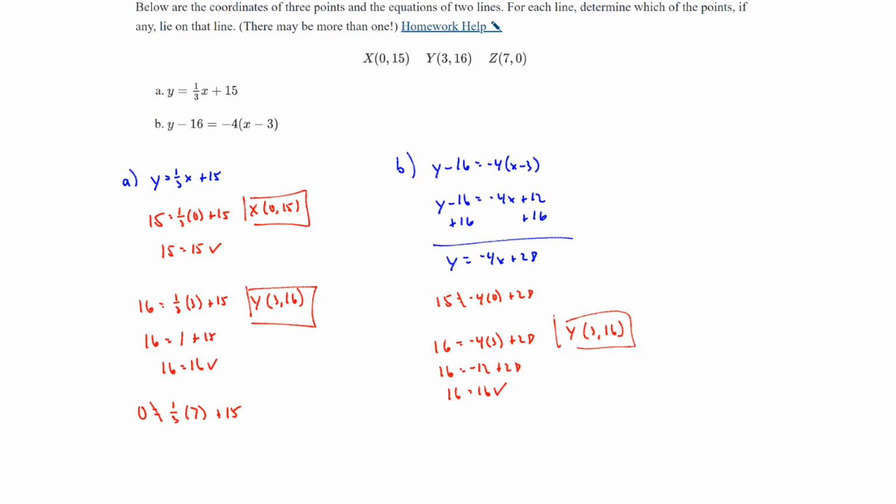And then 7 comma 0. Oh wait, nope, got those switched around. 0 is equal to negative 4 times 7 plus 28. 0 is equal to negative 28 plus 28. So that one does work. So the point z, which is 7 comma 0, works. And since y works for both of them, that would be the intersection of the two lines. And so that would actually be the solution to that linear system.